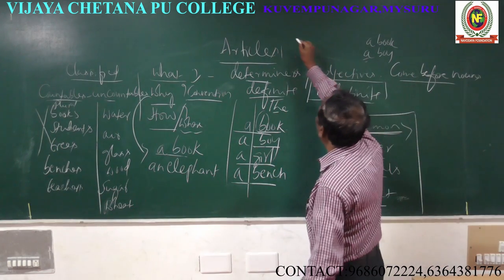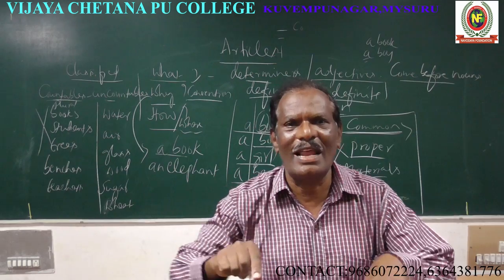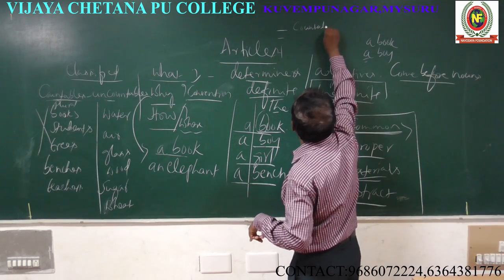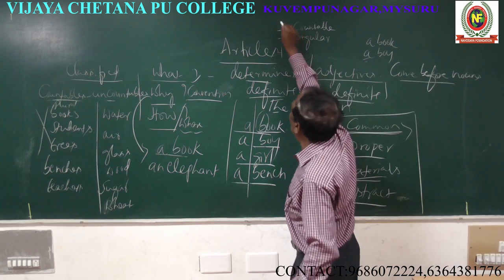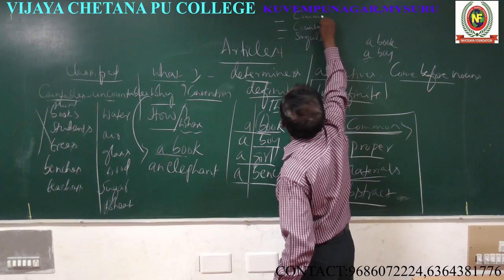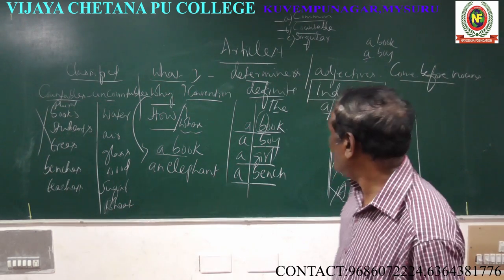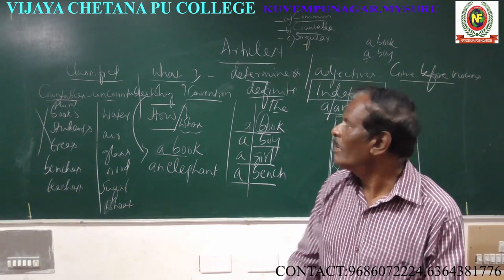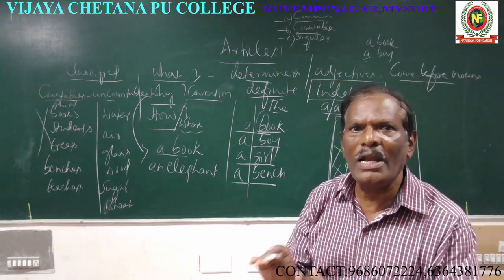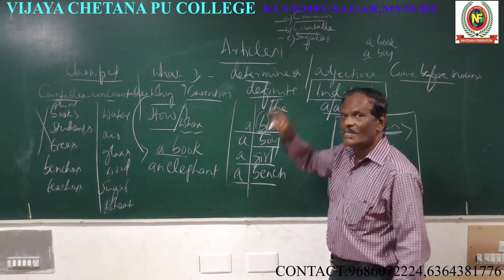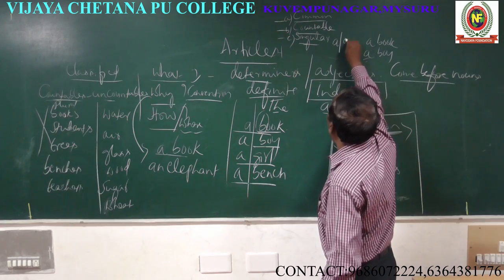So, it is very clear to you now that for placing a or an, you must decide for yourself whether it is a countable noun. Next, whether it is singular. Even before that, you should ask yourself whether it is a common noun. See, these three things are very important. So, for using a or an, you should ask these questions to yourself: whether it is a common noun, whether the name refers to something commonly used. Next thing is whether it is countable, whether it is singular. If it is singular, we use a or an.